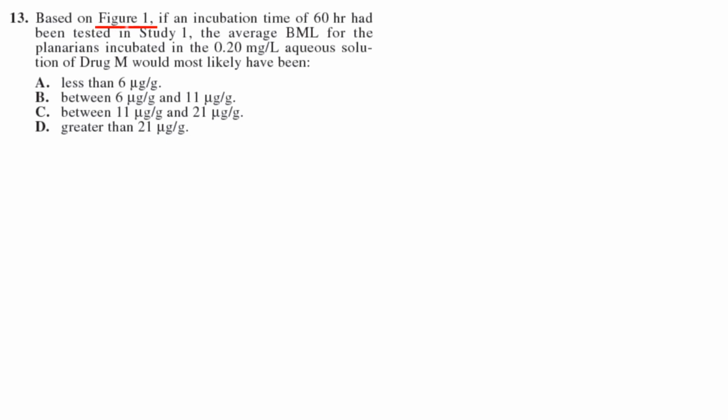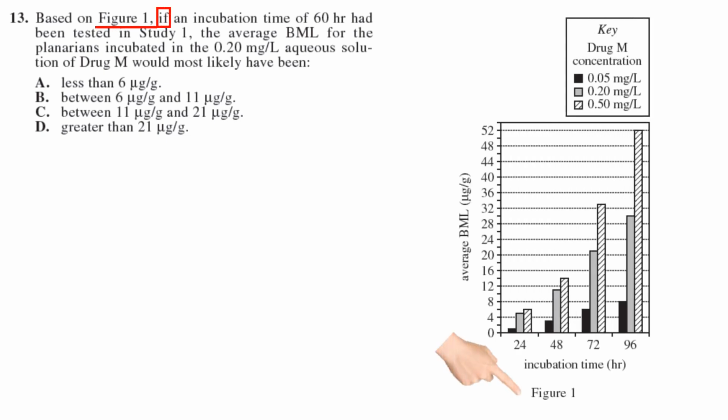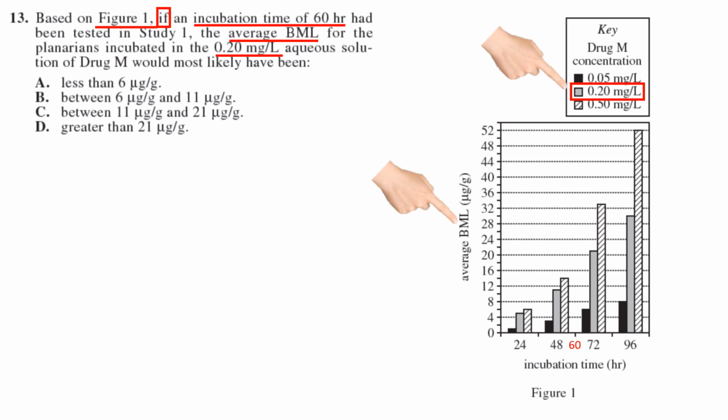Number 13, based on figure 1, so we're using figure 1, so this means we're going to have to put in information, make an extension of knowledge. If an incubation time of 60 hours, all right, there's the extension. We have 60 hours between 48 and 72 had been tested, the average BML, so we're in the correct chart, for the planarians incubated at 0.2, so 0.2 is right here, so we're using the lightly shaded gray one. The aqueous solution of drug M would most likely have been. So we know we're going to be between about 11 and 21, so choice C, between 11 and 21.